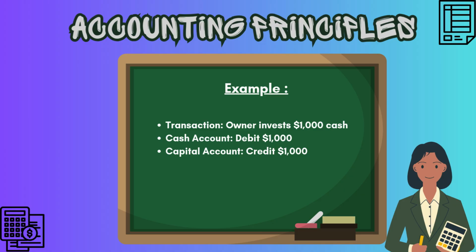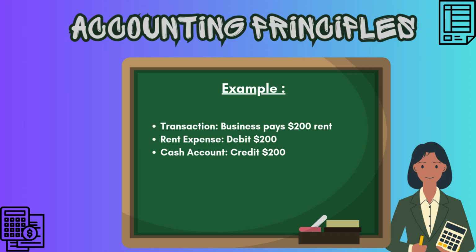Suppose the owner invests $1,000 cash into the business. In the cash account, we debit $1,000 because cash is increasing. In the capital account, we credit $1,000 because the owner's equity is increasing. Notice how one debit equals one credit. This is the principle of double entry accounting.